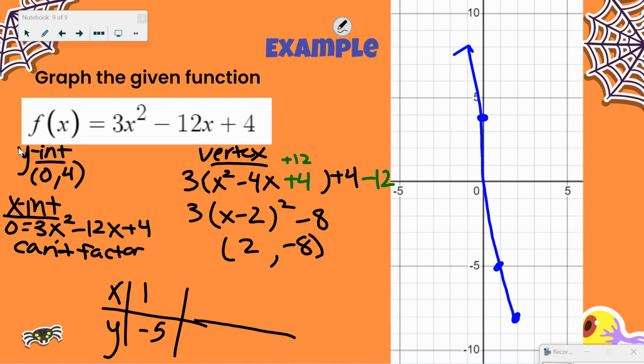3. So go ahead and input 3 and see what your output is. And then what would be your next input value after that? It would be 4. So why don't you find those output values for 3 and 4 to complete your graph, and then we'll see what you got.